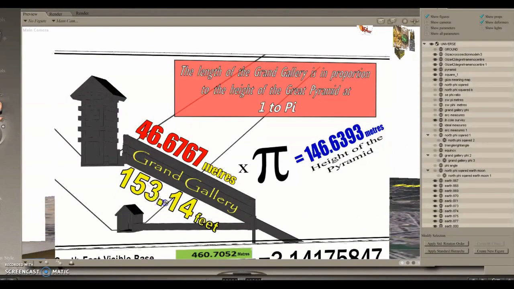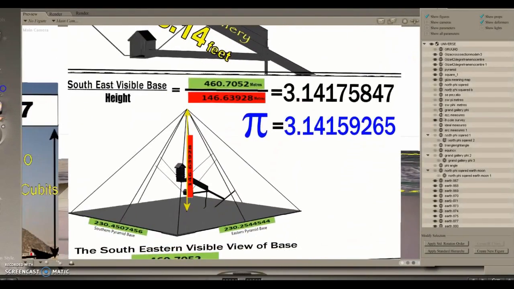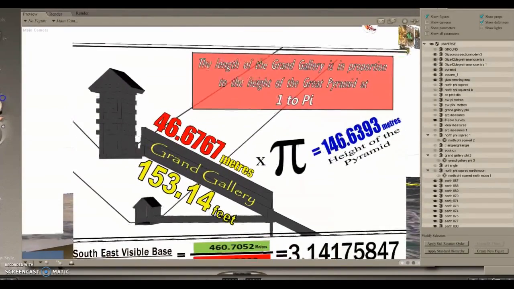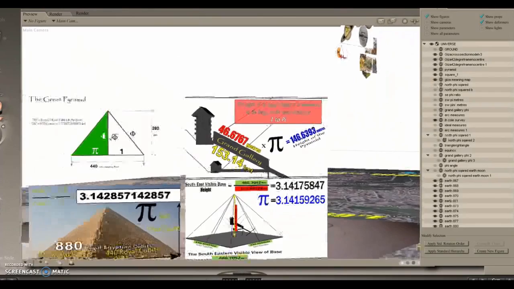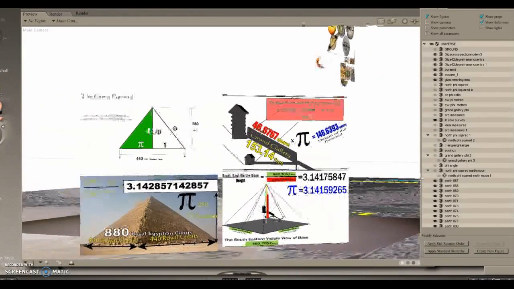Other surveys show it's a slight fraction over, and that's important because if you multiply that by pi, we get the height of the pyramid. So the proportion seen on the outside is repeated by proportions on the inside, and this is a recurring theme. And again, it's based on a three-dimensional view of it.